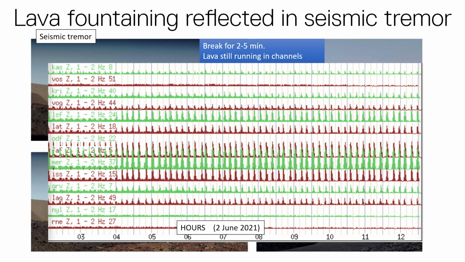And we see a couple of hours here on the 2nd of June from various stations. So all the stations are showing the same. They are showing us when the lava fountain is ongoing. This is when we have high pulses, so high tremor, followed by this drop.